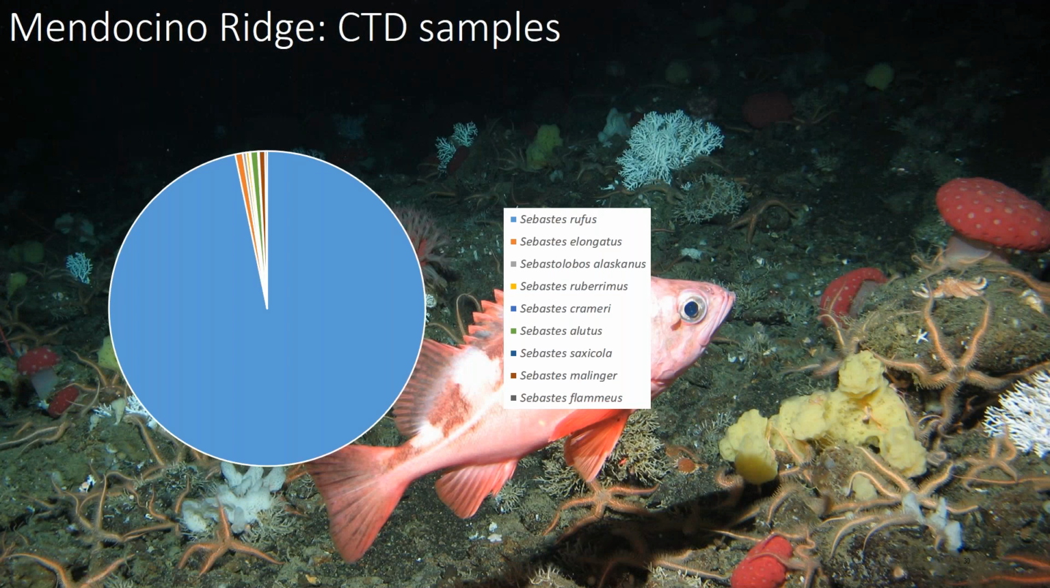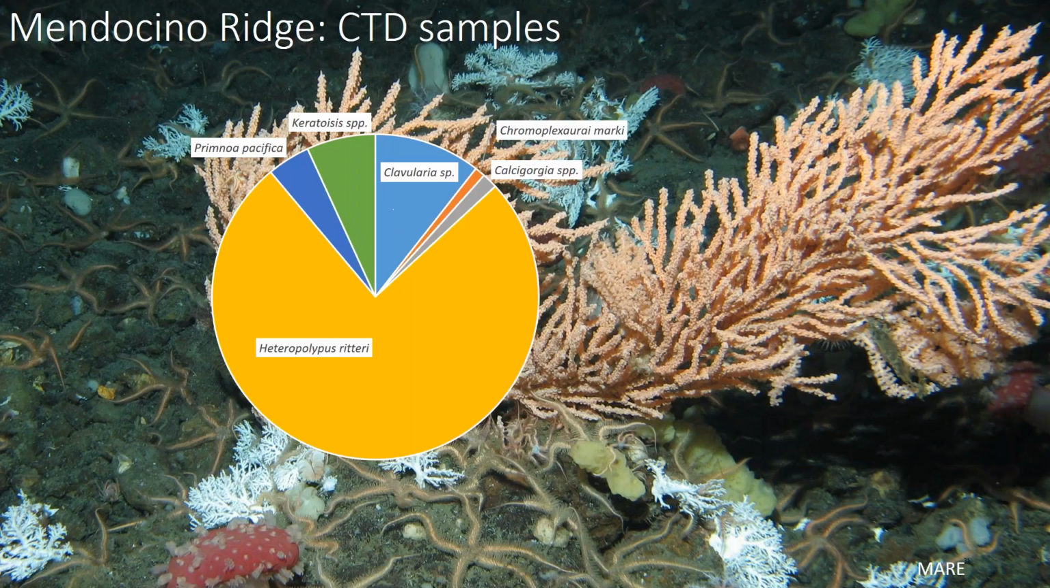So from our CTD sample, we were able to detect a lot of the rockfish community present here, in addition to the coral community. And once again, we observed a lot of rockfish in the eDNA sample that we didn't necessarily see in the visual survey.